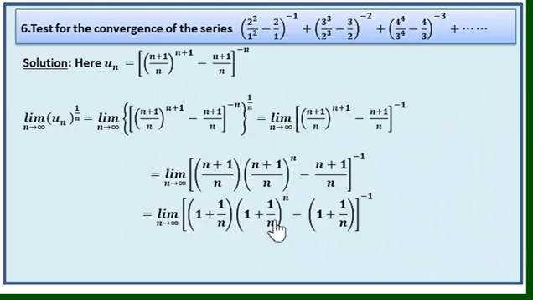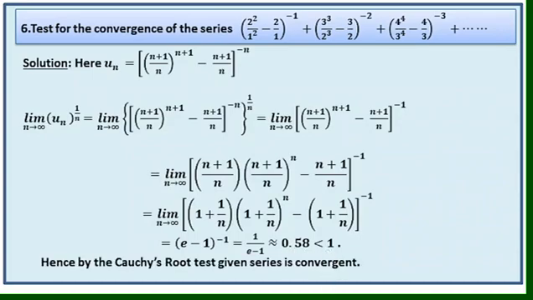So this is e to the power minus, and this is 1 by infinity, 0. So we have this as 1. So it is e to the power minus 1. Use calculator, we get 0.58. So the limit of un to the power 1 by n as n tends to infinity is 0.58, which is less than 1. So the series is convergent.